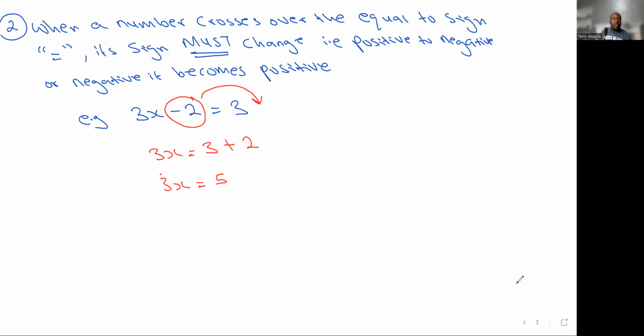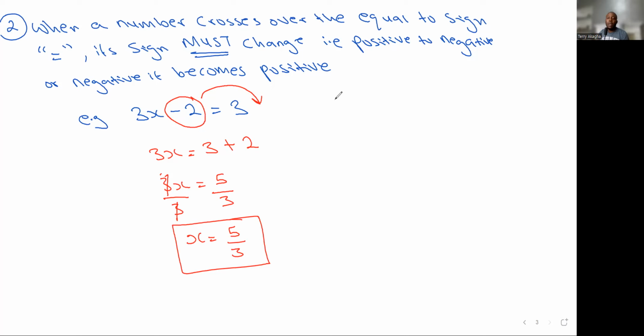What you do to the left-hand side, you do to the right-hand side. So I'm going to divide the left-hand side by 3 and the right-hand side as well by 3. And this will cancel this out, and we have x will be equal to 5 over 3. And that will be that for that. Okay? So like I said, this is how you do when a number crosses over.